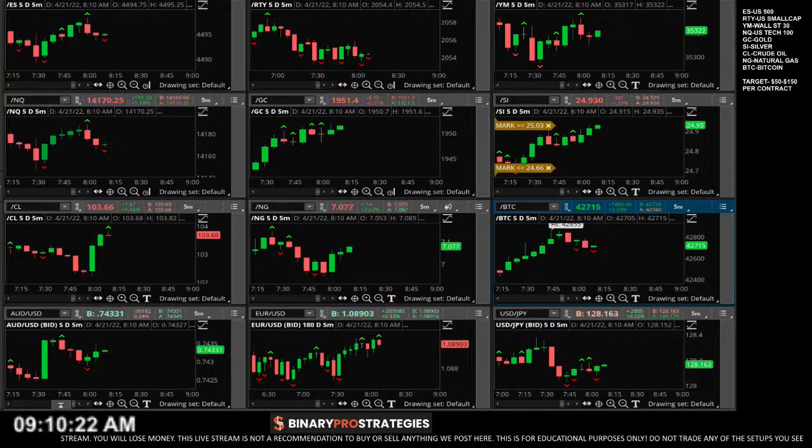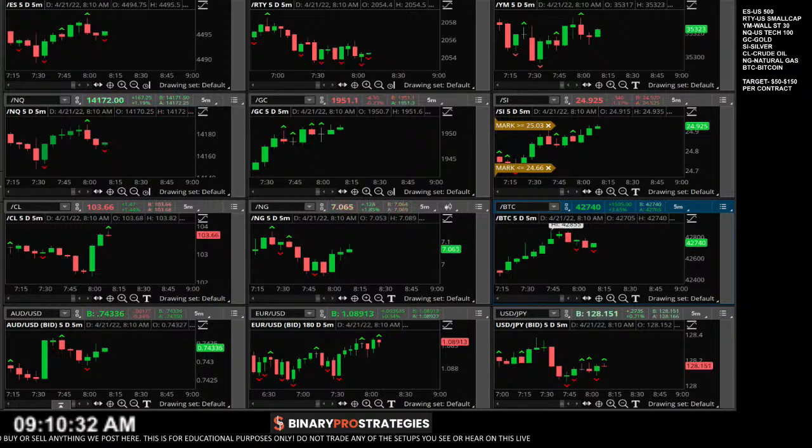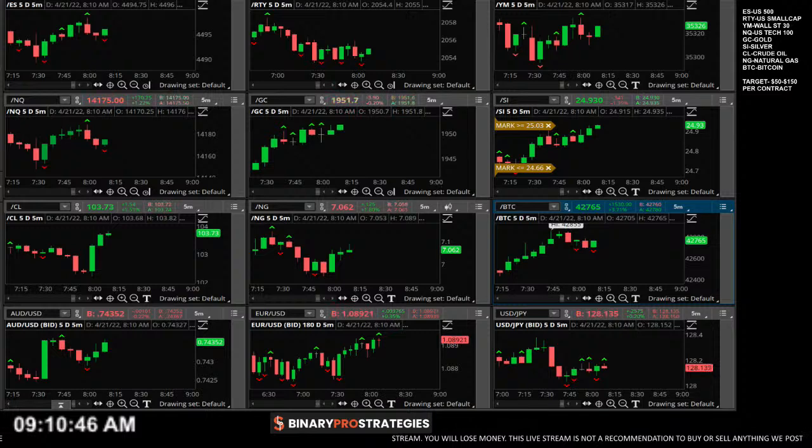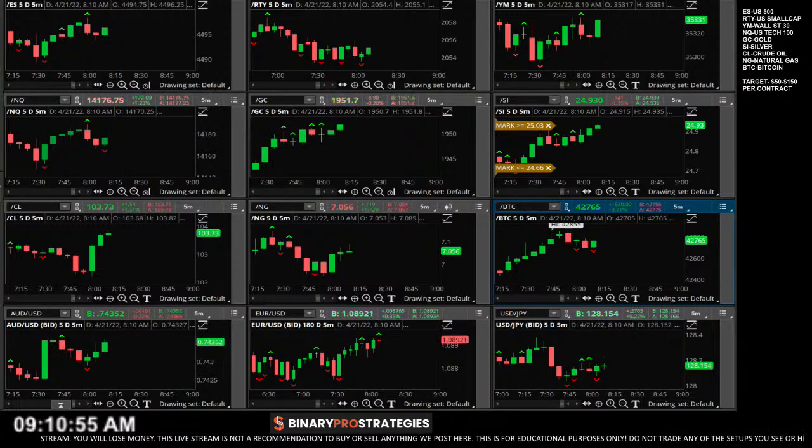So we're going to watch the currencies to see if we can get some setups there. The only thing I have on right now is a silver long, and the target on silver is going to be 25.03. Gold already came in long this morning, so it's too late for gold, but I'll give you the target anyway. We're looking for a target of 1952.